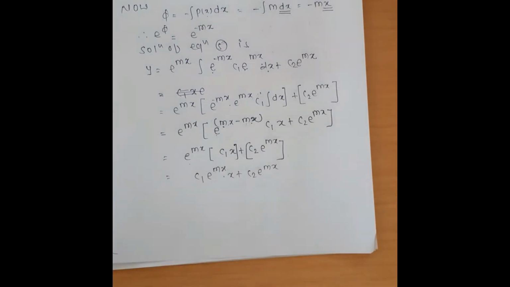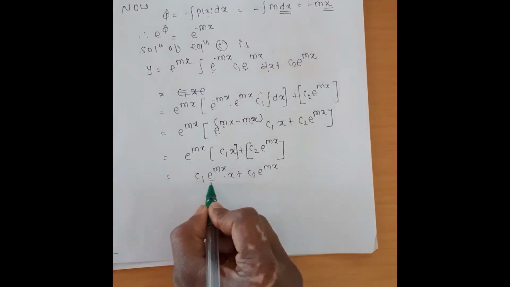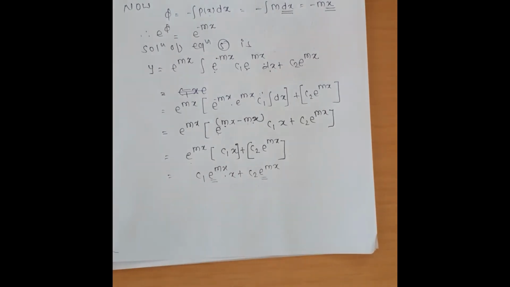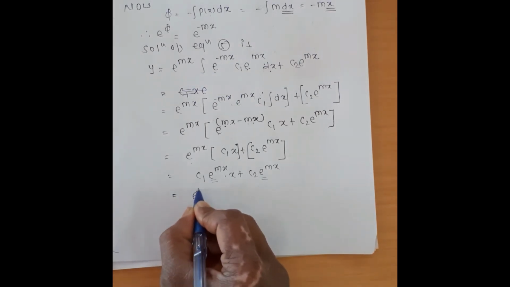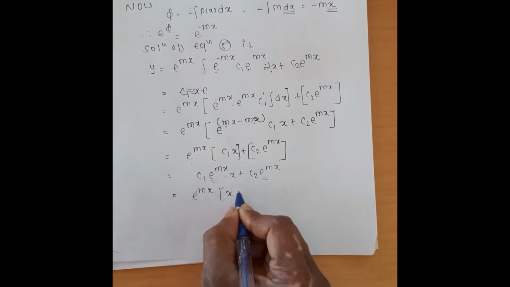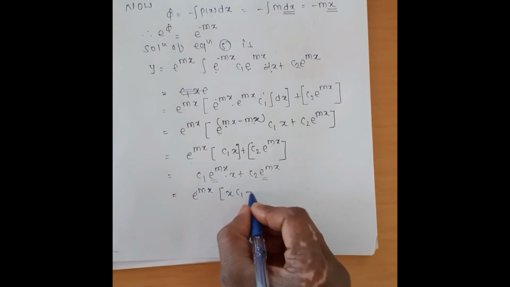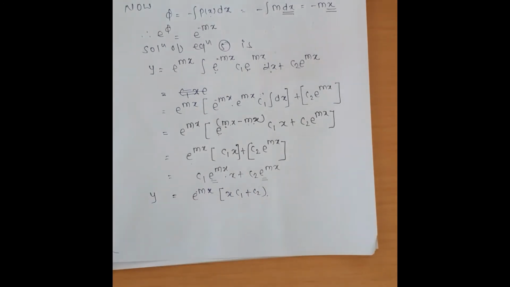So now the thing is what? Here is e raised to mx and here is e raised to mx. So it will be taken common and written outside of the bracket. So we get e raised to mx, x into c1 plus c2. So this is the value of y, and this is the solution of that equation.